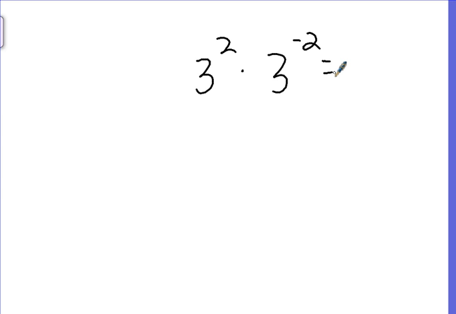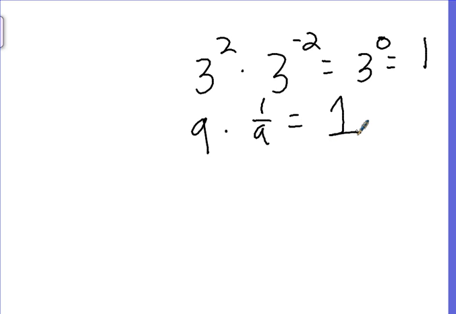Let's think about this. What's 2 plus negative 2 equal? Positive 2 plus negative 2 would be 0. That is 3 to the 0, which equals 1. Or in other words, 3 squared is 9 times 3 to the negative second is 1/9. That's going to equal 1 as well. So I just did that problem 2 different ways. Okay.